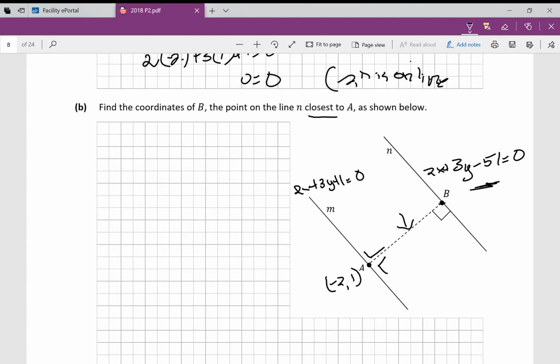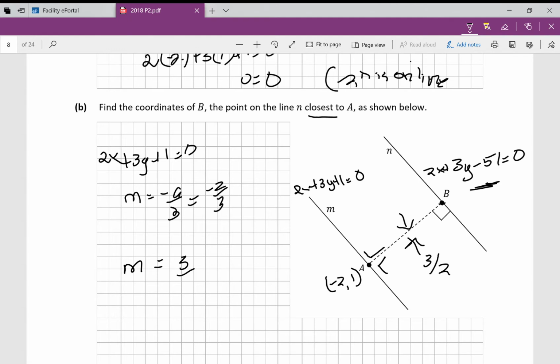If I take 2x plus 3y plus 1 equals 0, I know the slope of this line is minus a over b, which is minus 2 over 3. The slope of this line in the middle, it's a perpendicular line, so turn it upside down and change the sign. The slope of that line is 3 over 2. It goes through A, so it goes through the point minus 2, 1. Then get the equation of that.